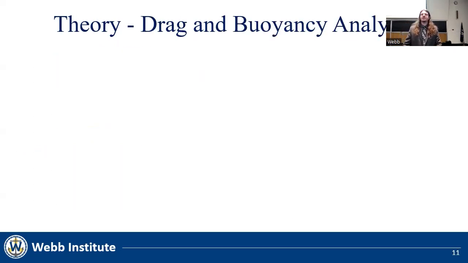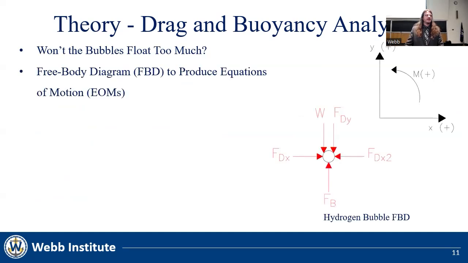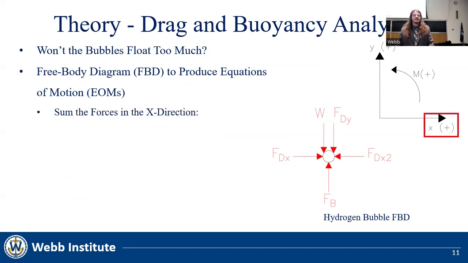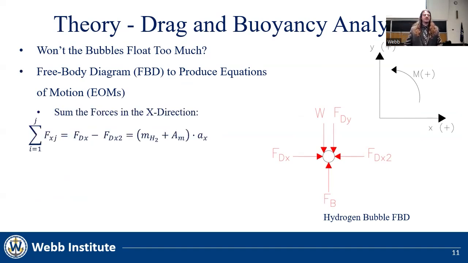I then moved on to a drag and buoyancy analysis. This sought to answer the question, won't the bubbles float too much? I utilized a first principles analysis and a free body diagram to generate equations of motion in the x and y direction, which represent the direction along the flow channel and the vertical, respectively. By summing the forces in the x direction, which included the drag due to surrounding flow and the induced drag due to motion of the bubble, these summed to equal the mass of the hydrogen bubble plus its added mass, times the acceleration in the x direction.